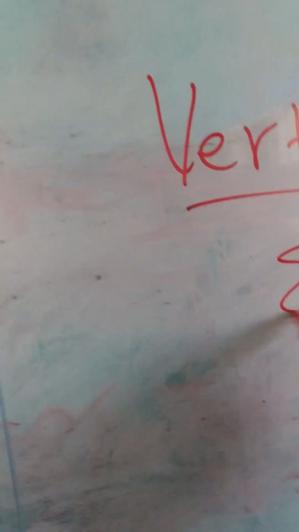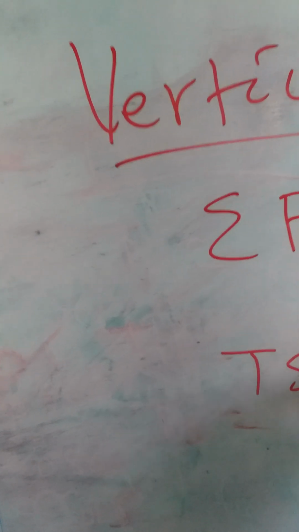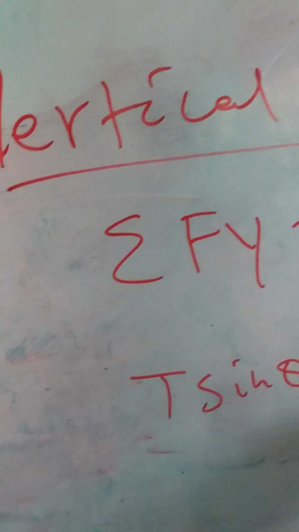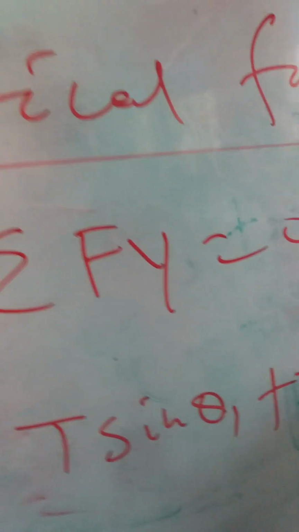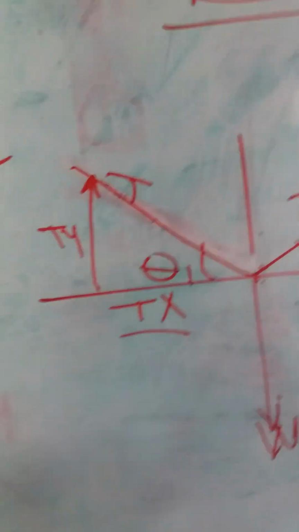The sum of F in the y direction has to be 0. So T sine theta 1 plus T sine theta 2 minus W, the weight, is 0. Why do we make the weight negative? Because it is in the opposite direction. The weight is downward and those tensions are in the upward direction.